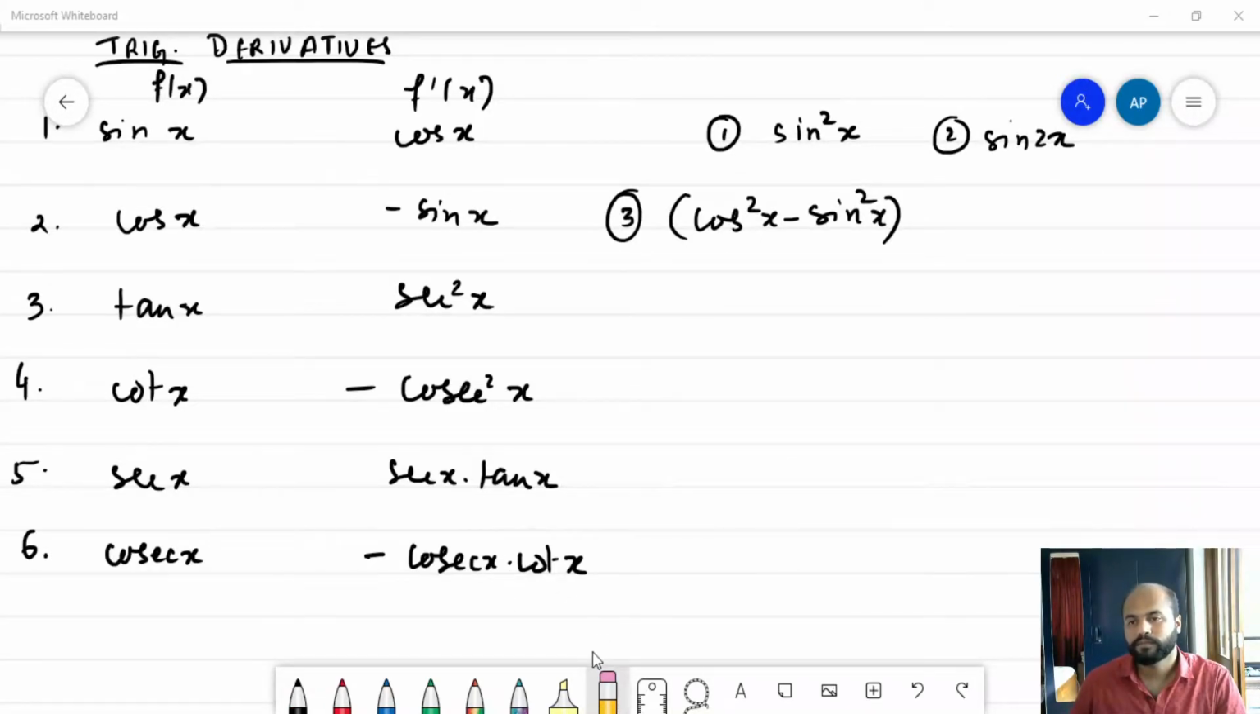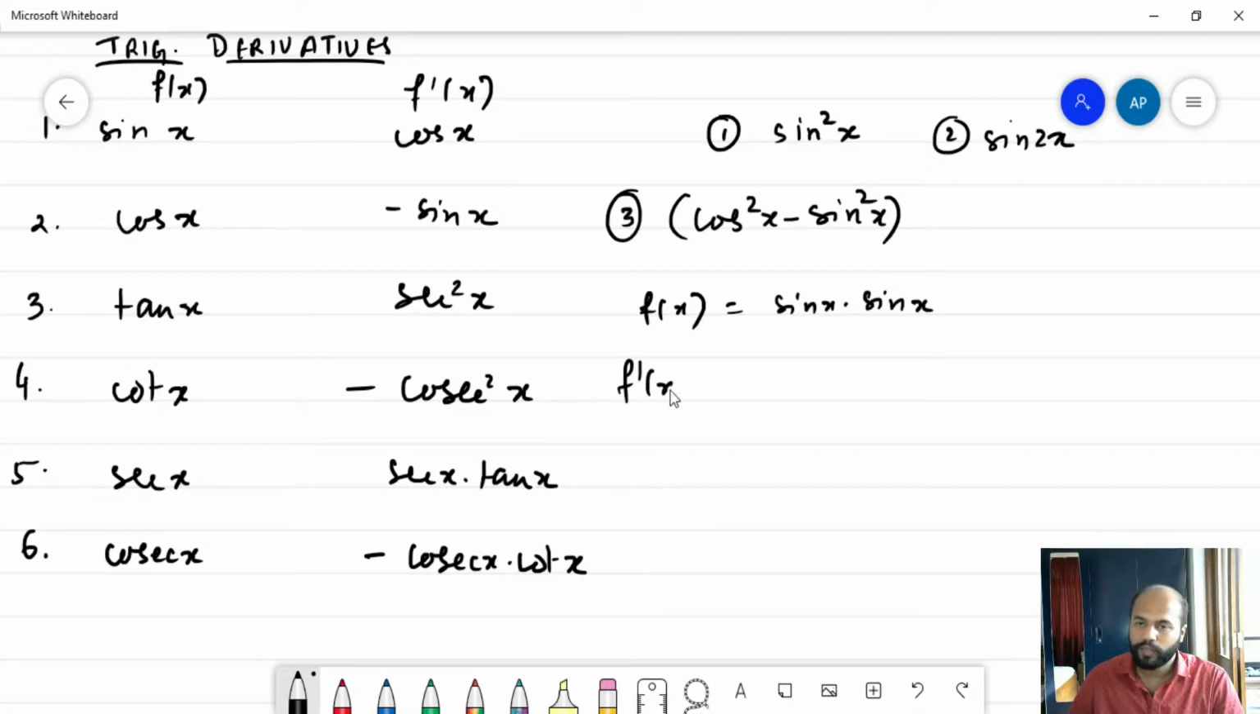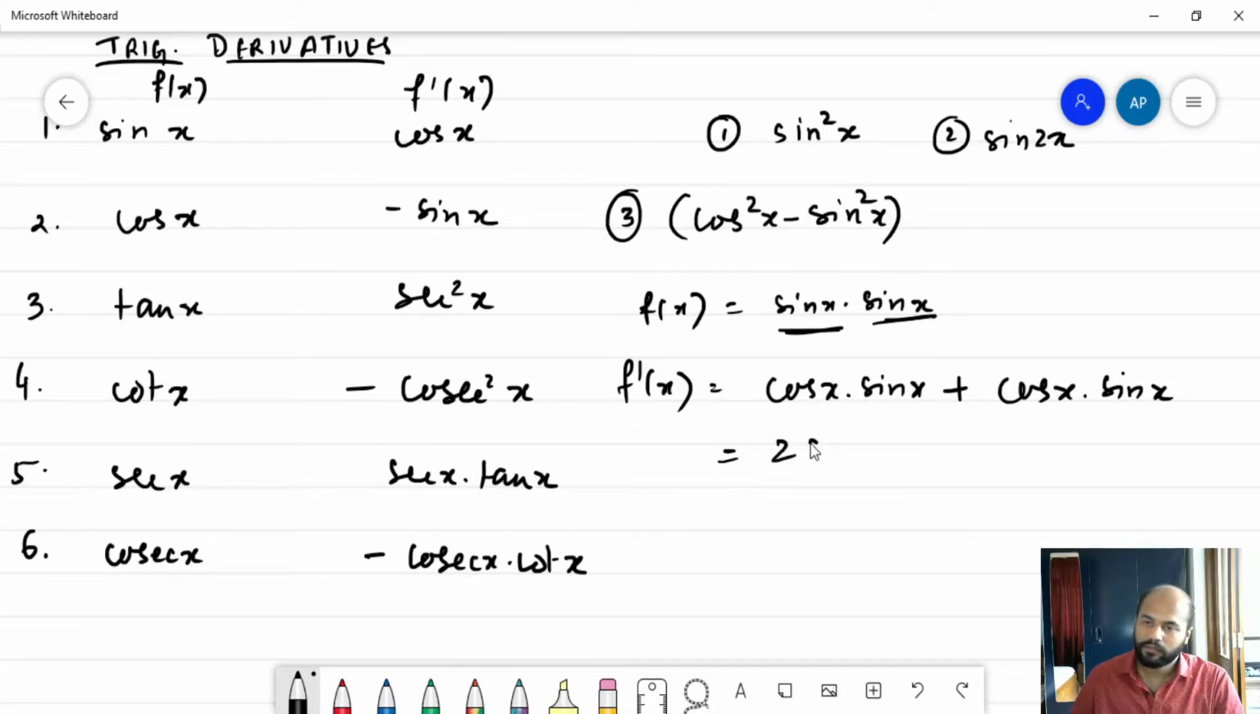Let's take up these problems. The first one is sin square x. We can break down this function as sin x into sin x. Then its derivative would be of the form: first we find the derivative of this sin x, that is cos x, and then find the derivative of the other sin x, that is cos x, and keep the other sin x as it is. So what we get is 2 sin x cos x, or we can also write it as sin 2x. That is the derivative of this.